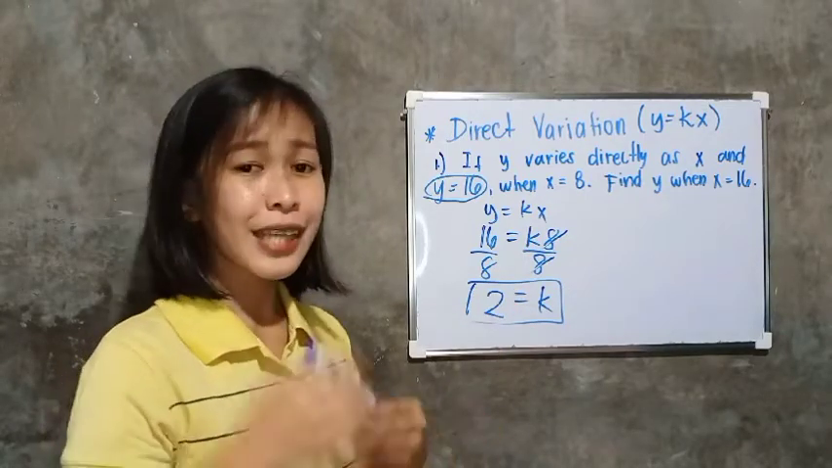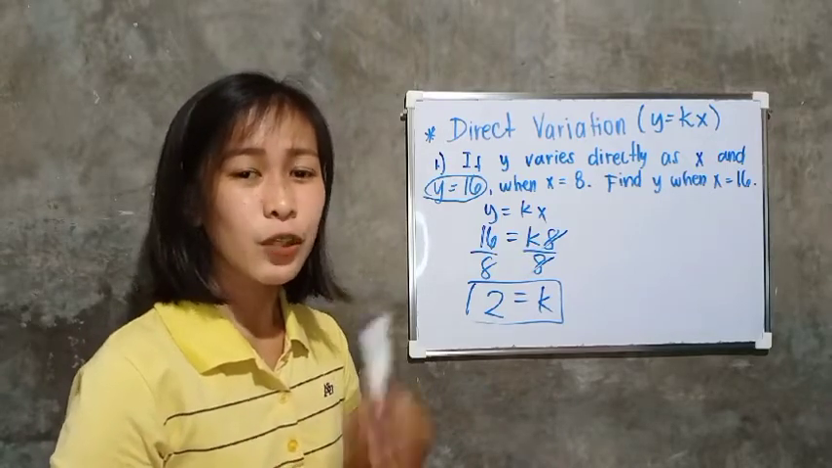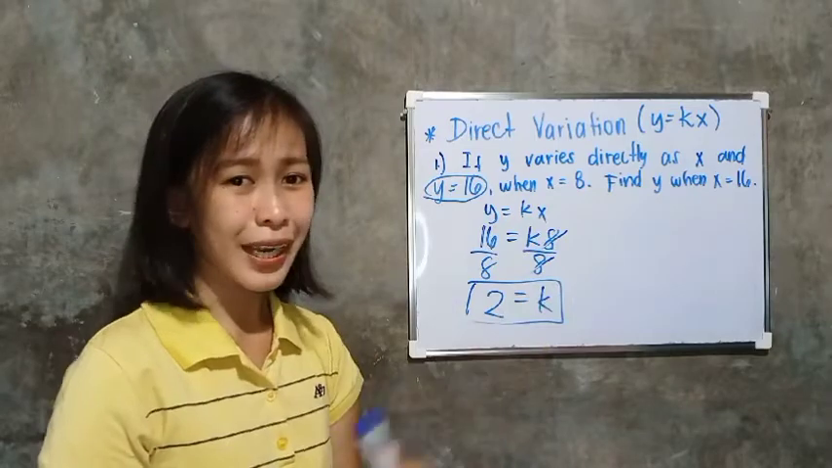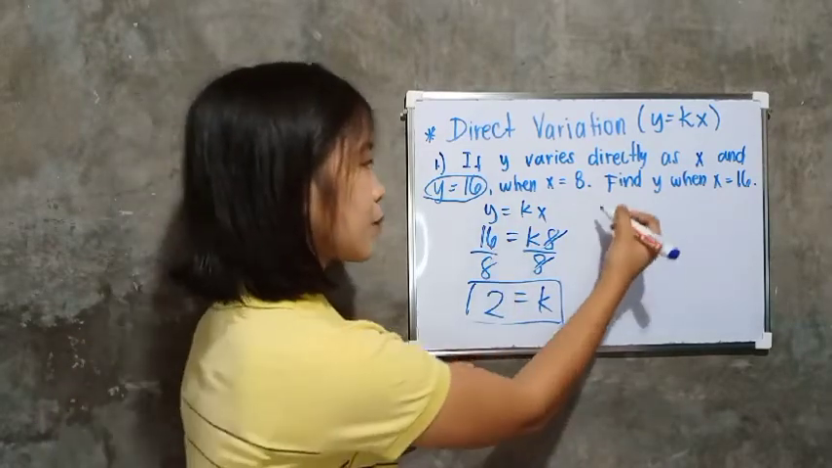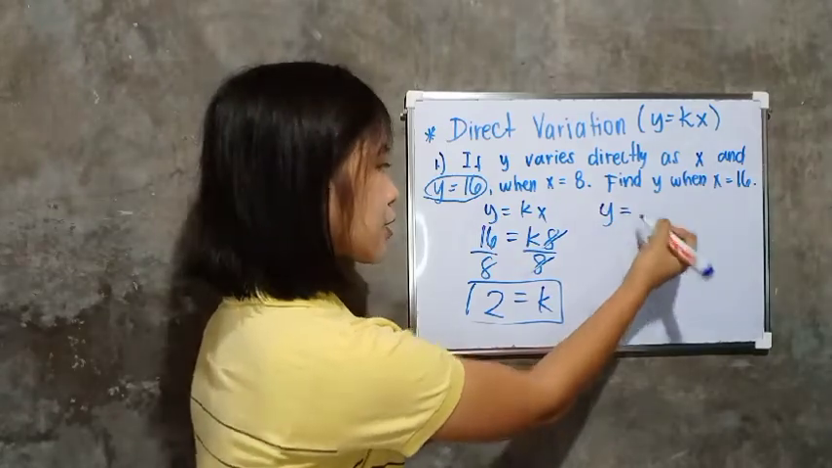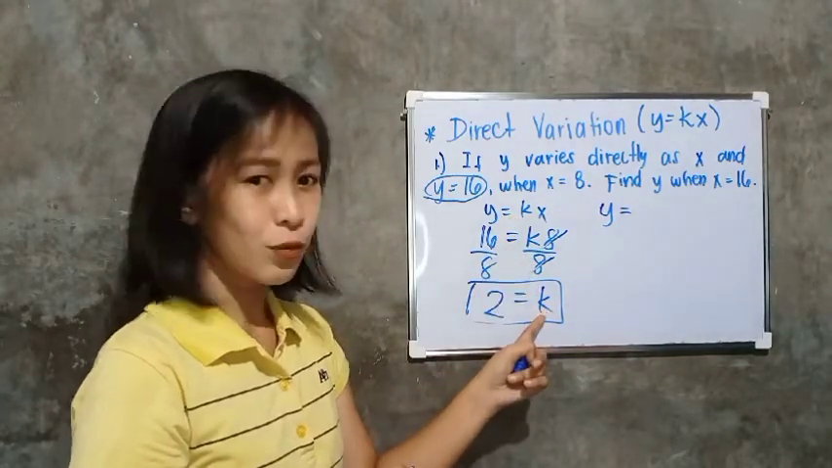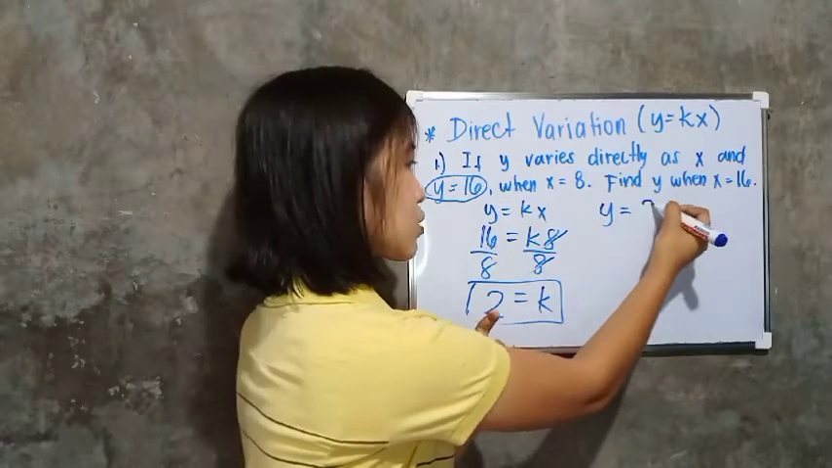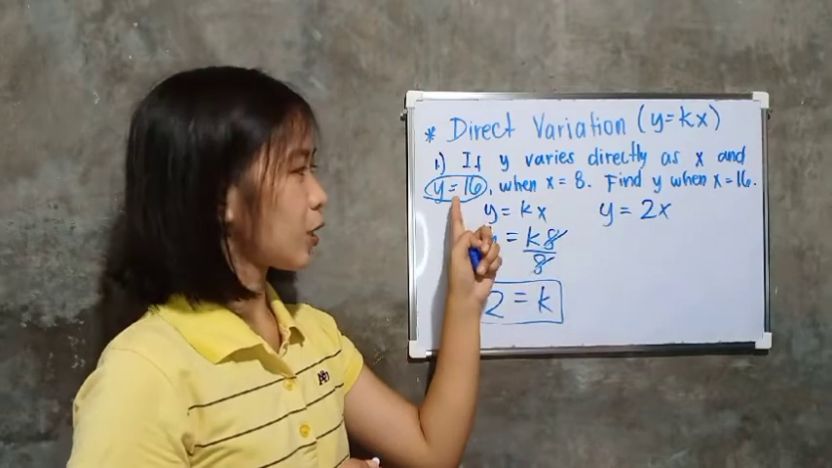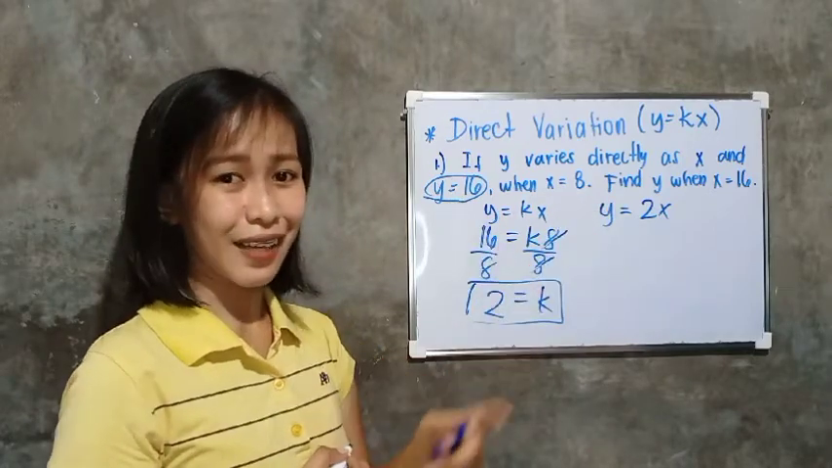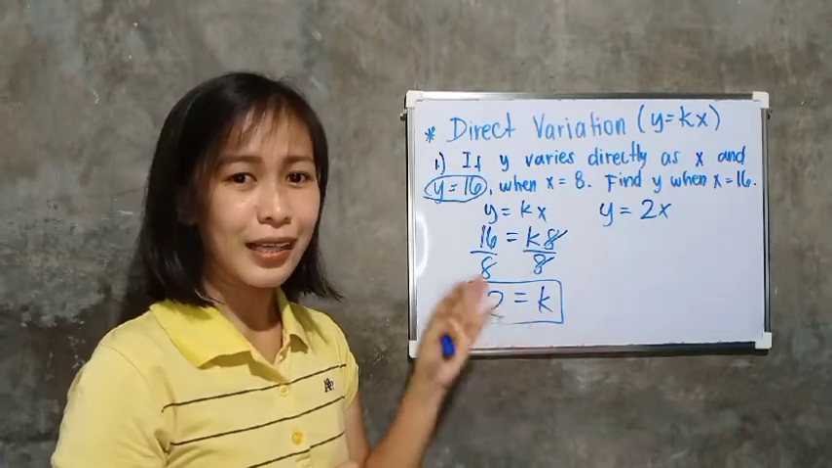Okay? For the second step, you are just going to create the equation using the formula pa rin. Gamitin natin yung formula to create the equation. Okay? So, we have y is equal to, ano ba si k na nakuha natin? 2. Tama? Si k is 2. Ayan na yung equation natin. y is equal to 2x. Hindi na natin pwedeng gamitin si 16 tsaka si 8. Okay? Kasi nagamit na natin siya sa pagkuha ng k.